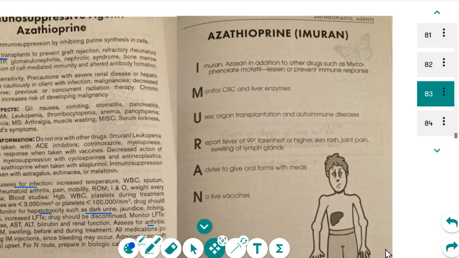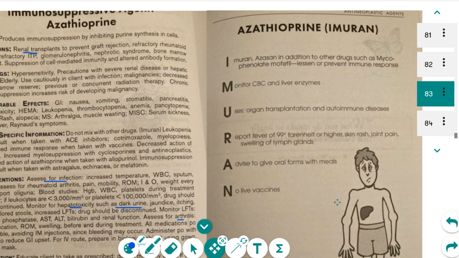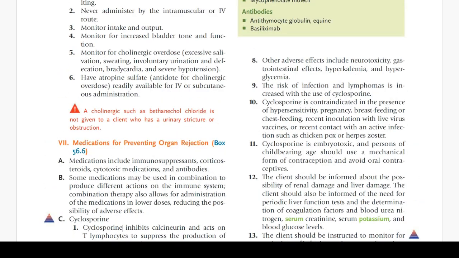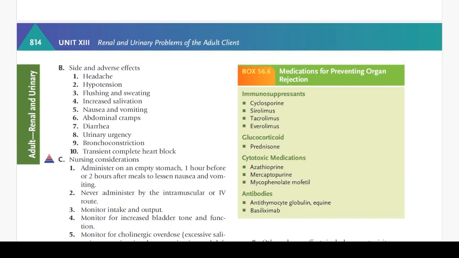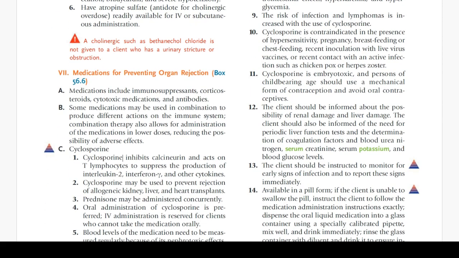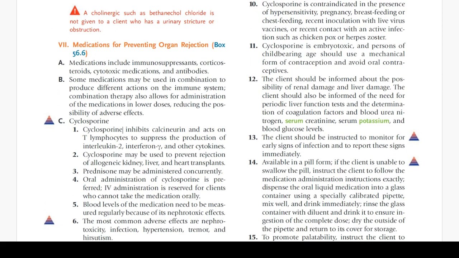Next, we're going to take a look at some things that Saunders review says about this medication. All right, really quick, this is in Saunders review, page 814, renal and urinary problems of the adult client. Medications for preventing organ rejection. We have meds that are going to include immunosuppressants, corticosteroids, cytotoxic meds, and antibodies.